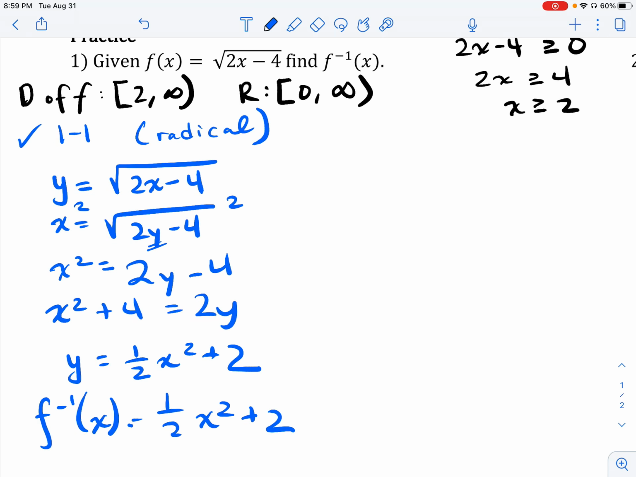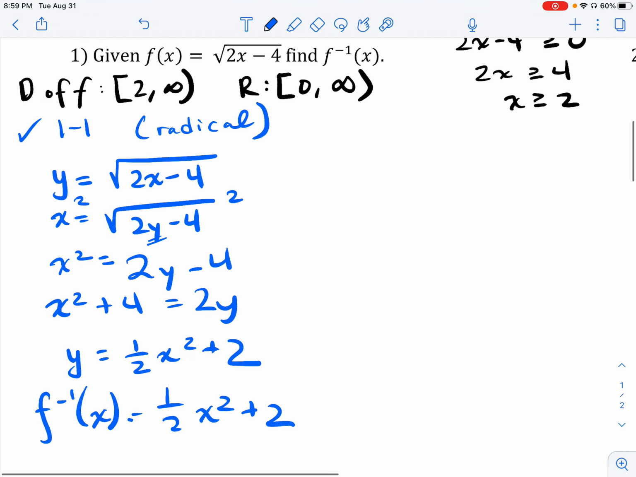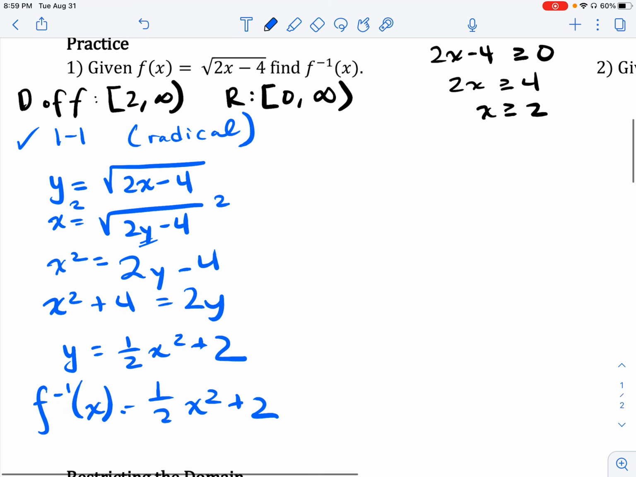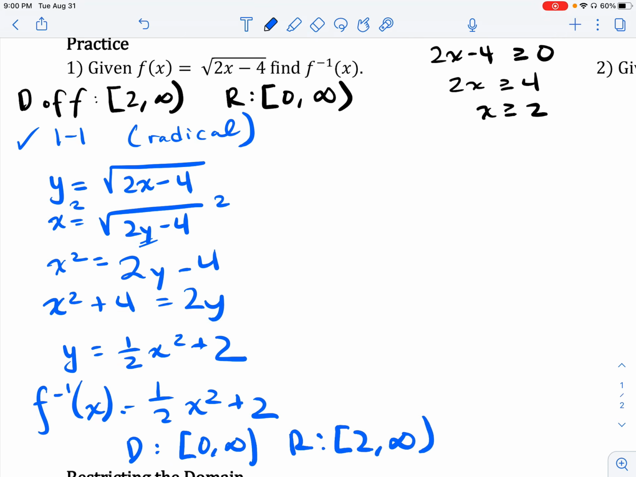Now ask yourself, what does the domain and range of this inverse function have to be? Well, we would say for this, the domain would be the range of our original function. So the domain would be 0 to infinity. And then the range of this function is the domain of our original f of x. So 2 to positive infinity.